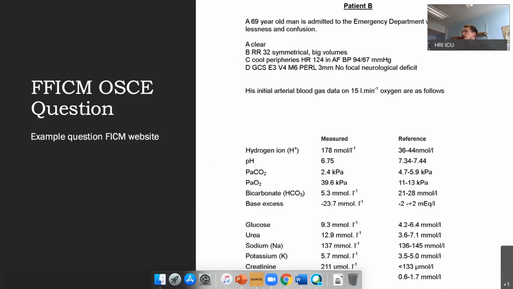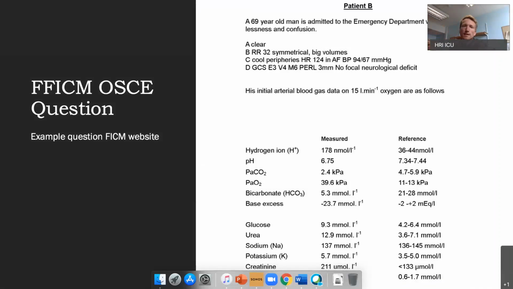Right, so we move on to another OSCE question. So again, you've got a 69-year-old man who's admitted to ED with breathlessness and confusion. I'll leave you a few minutes to have a look at his blood results here. And again, if you could just respond by putting the responses into the question box, that'd be really good.